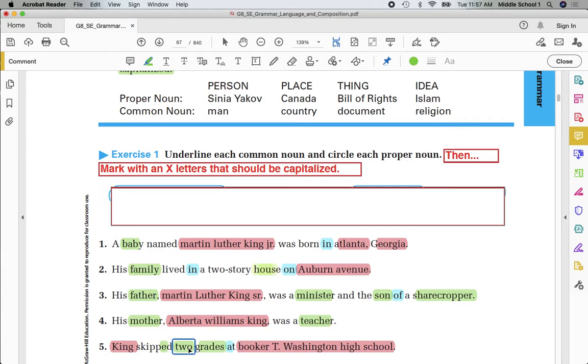I'm noticing here that I have a couple of things that shouldn't be highlighted, so I'm getting rid of them. Proper noun, King, circle it. Grades, common noun, underline it. Again, just so we can identify, you don't need to do anything with at. I'm doing that so we can visualize. That's the beginning of the prepositional phrase, and so I look for another noun, and I have my second proper noun and an X through B, H, S.